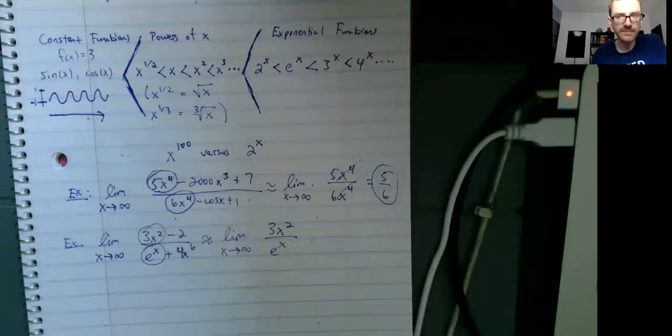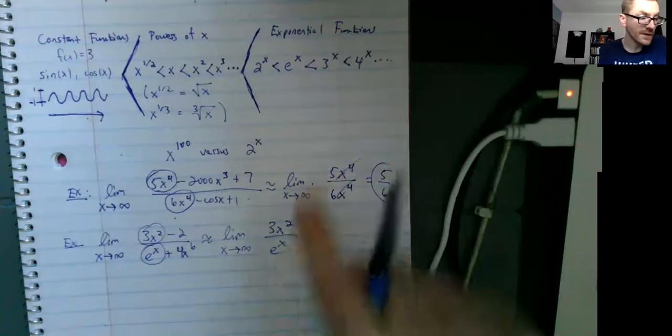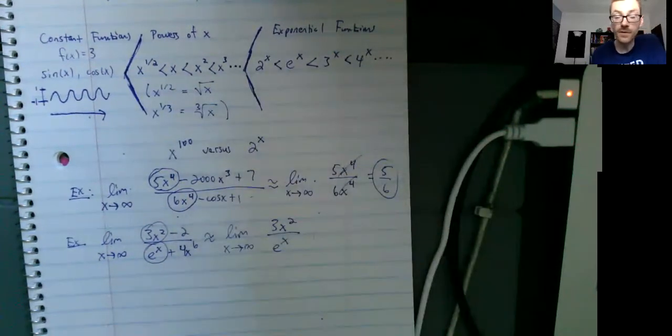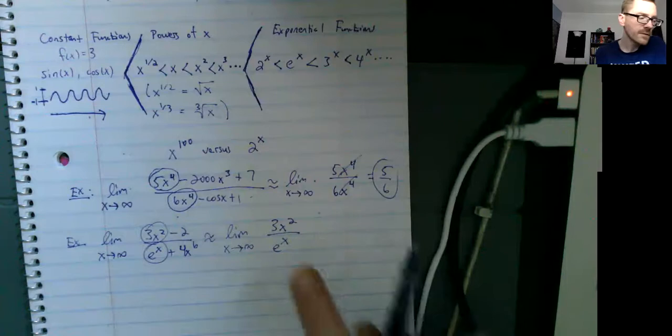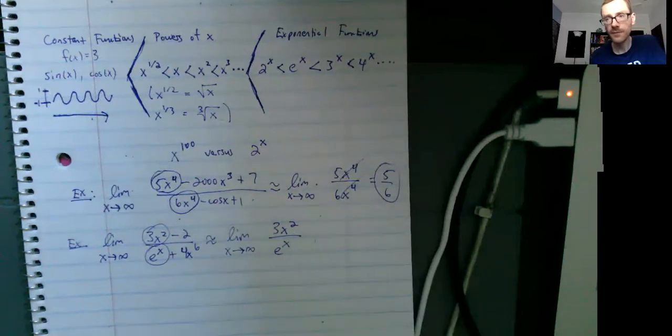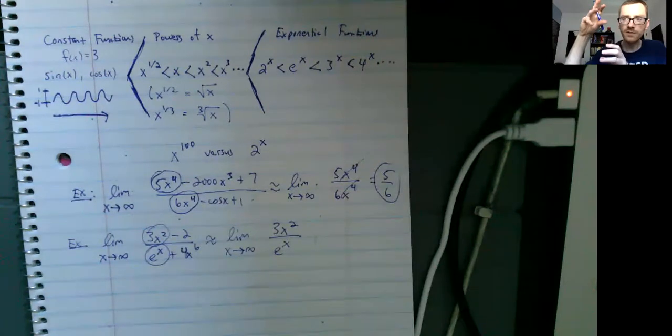It's the bottom, right? The bottom grows faster. It's an exponential function, whereas the top is just a power of x. So the bottom grows much more quickly. So that means that as x gets bigger and bigger, the bottom of the fraction is going to be much, much larger than the top of the fraction.